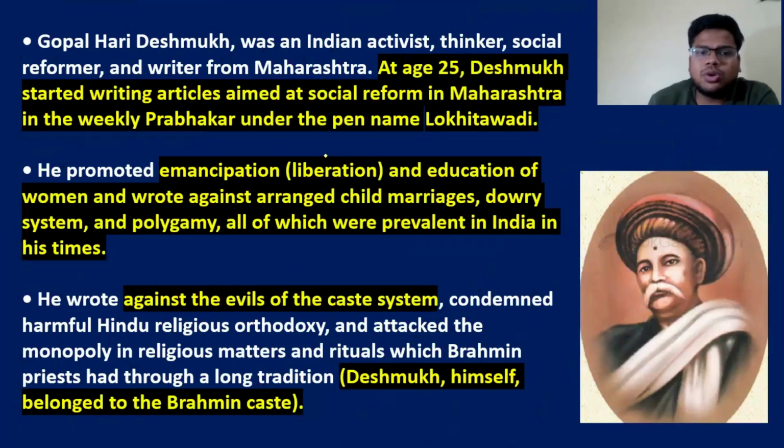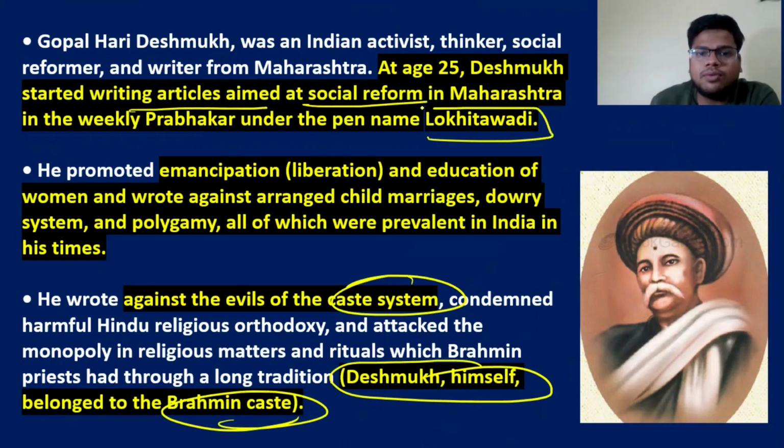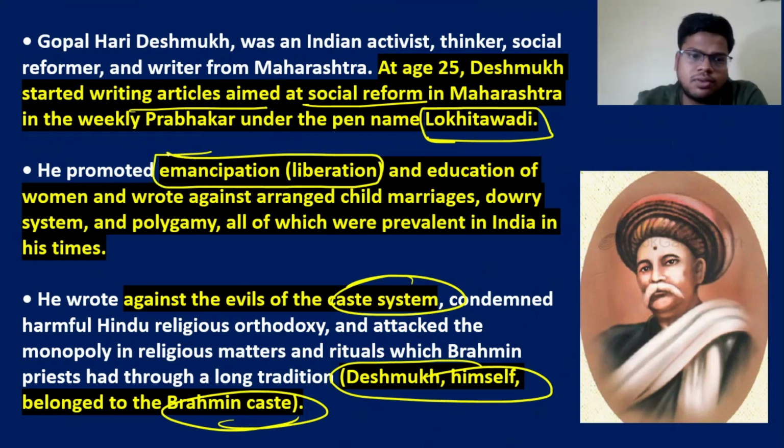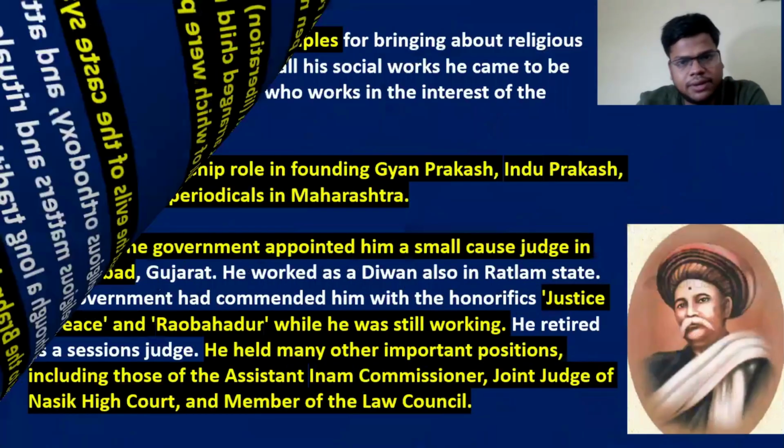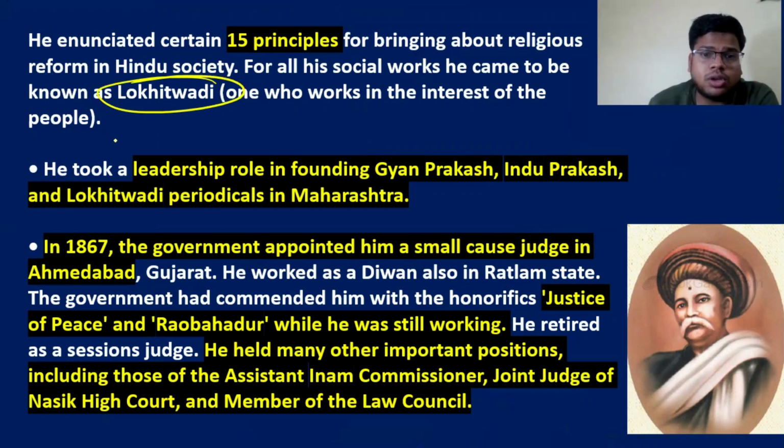Gopal Hari Deshmukh is known as the Lok Hitvadi. He himself belonged to the Brahmin caste, but he spoke against the caste system. He started writing articles aimed at social reform under the pen name of Lok Hitvadi. He promoted emancipation, liberation, and the education of women. He wrote against child marriage, dowry, and polygamy, all of which were prevalent at that point of time. He enunciated 15 principles for bringing about religious reforms in Hindu society. That is why he came to be known as Lok Hitvadi.